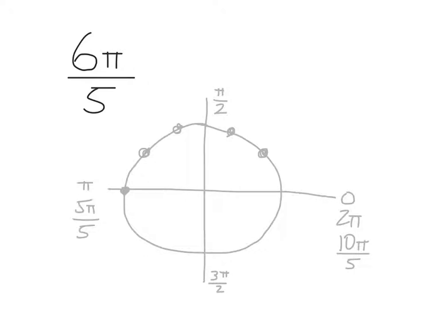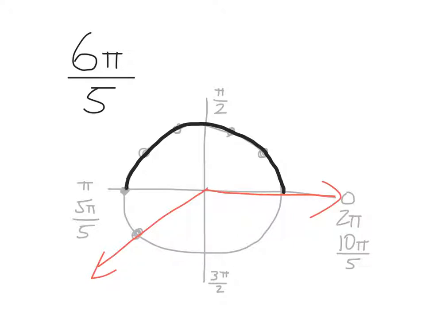Then we'll keep counting. There's 6/5, and now we've gotten to where we want to be. So that's where my angle is, and it covers this amount of the circumference on the unit circle.